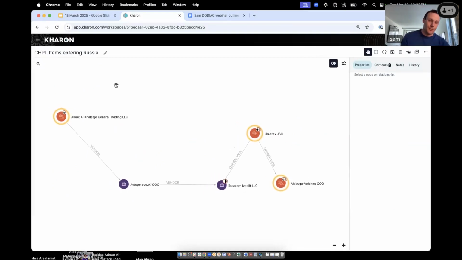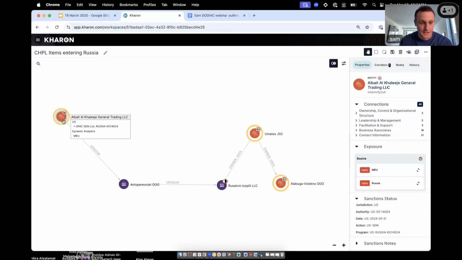And what I want to do here is highlight ultimately how some of our adversaries or organizations that are sanctioned either by the Treasury or other government entities may be working proactively to source common high priority list items, other items that enable certain entities to do what they do, especially in Russia. So what we're going to do is start here with a company called Al Bayt Al Khaliji General Trading LLC.